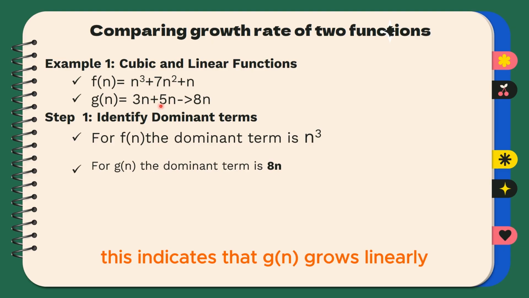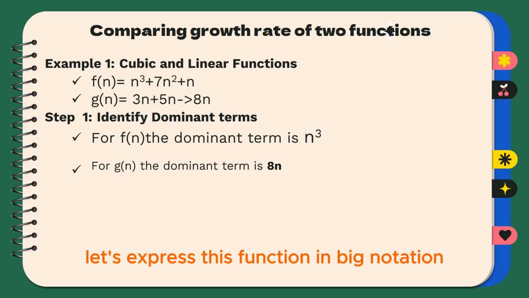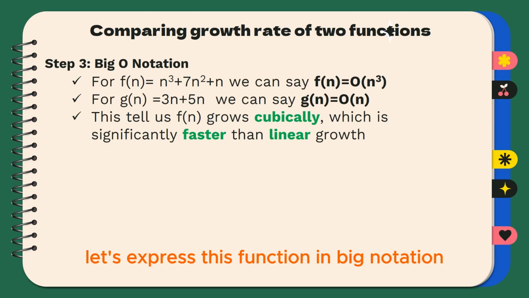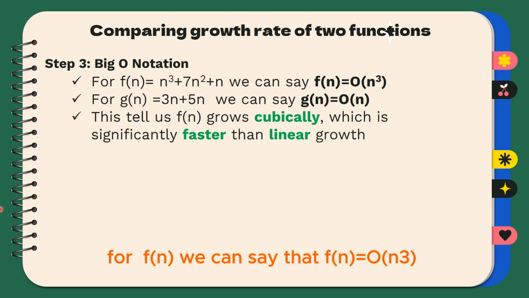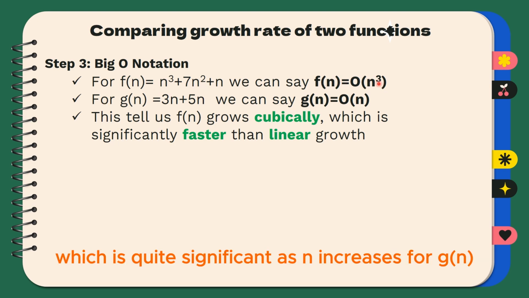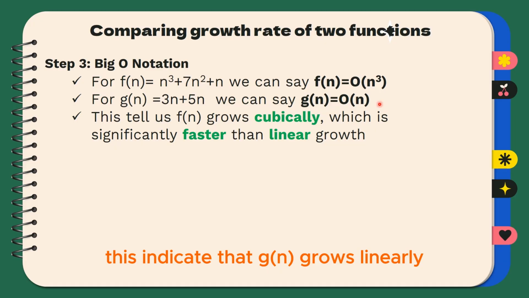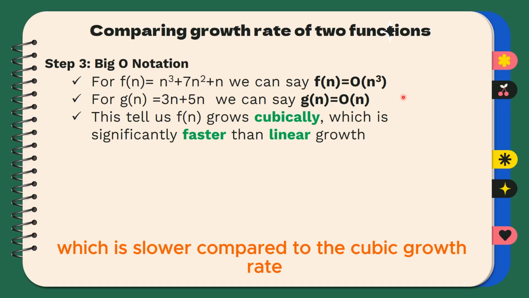This indicates that g of n grows linearly. In the second step, let's express this function in big O notation. For f of n, we can say that f of n equals big O of n cubed. This tells that the growth rate of f of n is cubic, which is quite significant as n increases. For g of n equals big O of n. This indicates that g of n grows linearly, which is slower compared to the cubic growth rate.